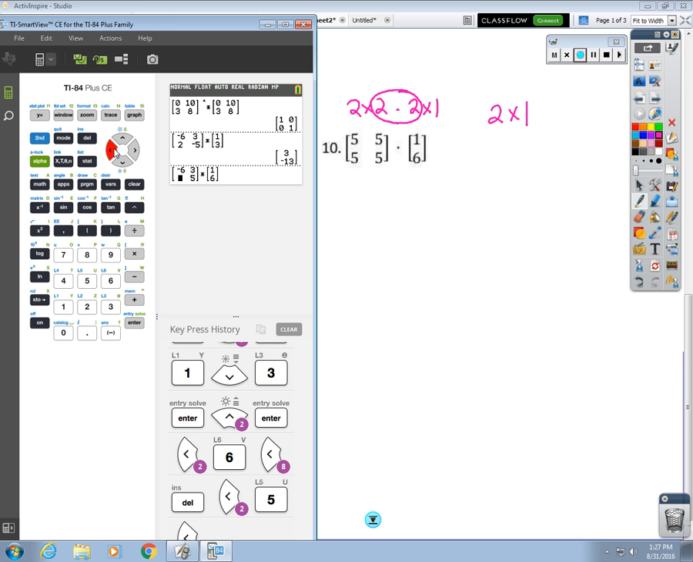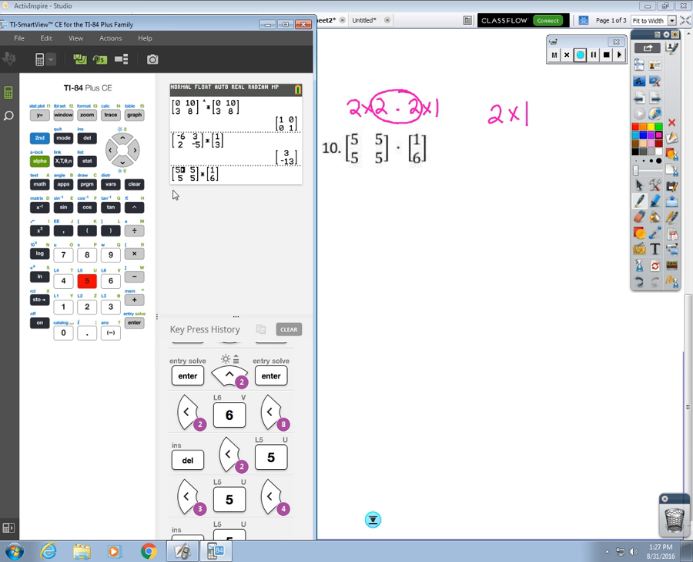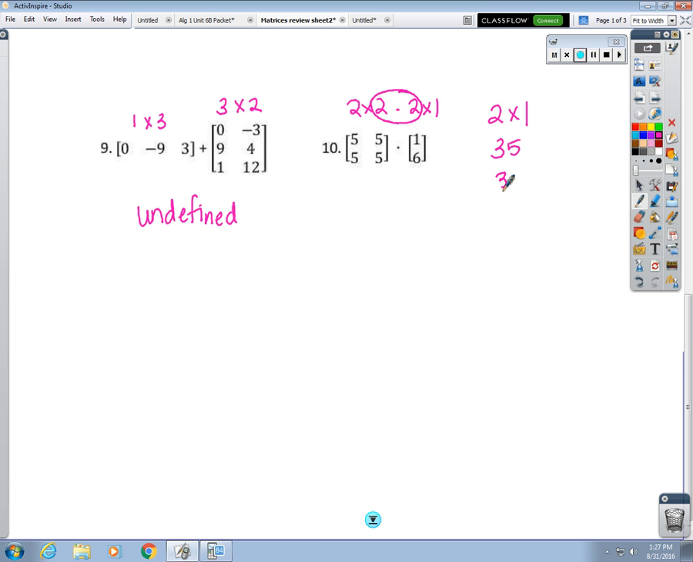Just make sure if you are copy and pasting and covering that you really check to make sure you covered everything correctly. Like look at it, 5, 5, 5, 5, 1, 6. And you get 35, 35. Okay, next page.